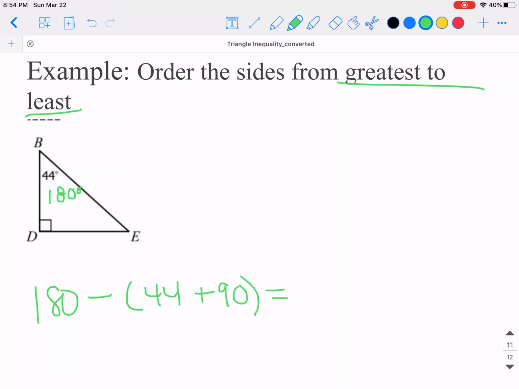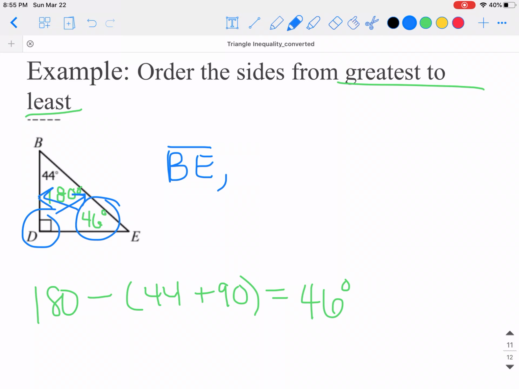Now that we have all three angles, we're able to order the sides. So greatest, our largest angle is angle D with 90 degrees. The opposite side is side BE. So side BE has to be the longest side of our triangle. The second largest angle, but not by much, is angle E. The opposite side is side BD. And the smallest angle of our triangle is angle B, which means that the smallest side is side DE. So from greatest to least, the largest side is BE, the middle side is BD, and the shortest side is side DE.